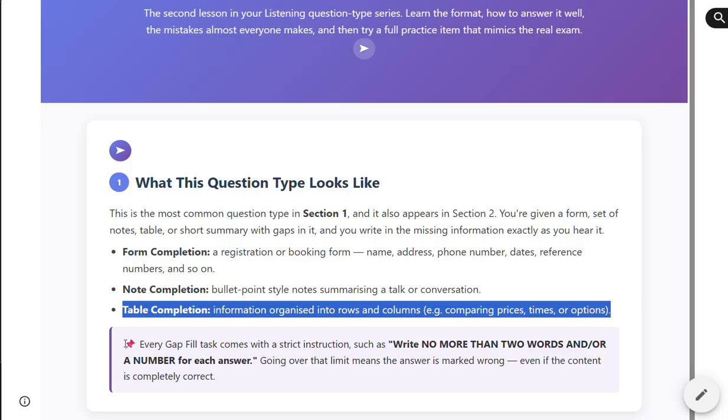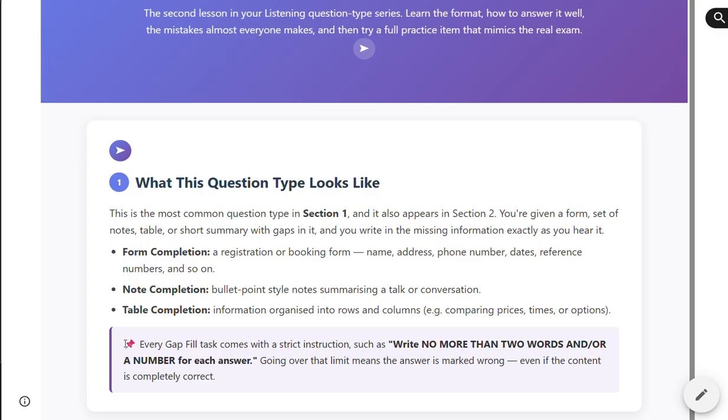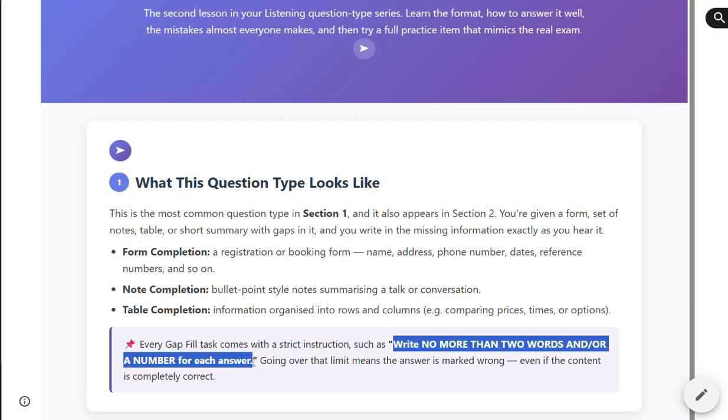Here's the detail that trips up so many candidates. Every single gap fill task comes with a strict word limit instruction. Something like, write no more than 2 words and/or a number for each answer. If you go over that limit, the answer is marked wrong, even if every word you wrote is completely correct. So before you even think about listening, find that instruction and read it carefully.